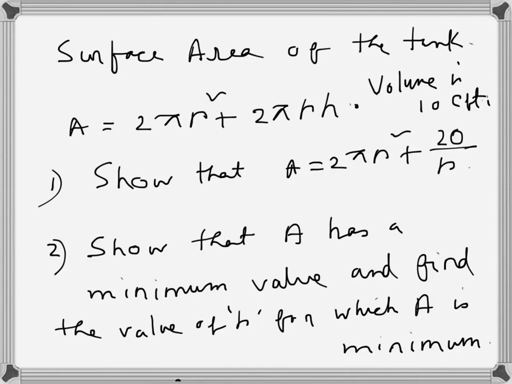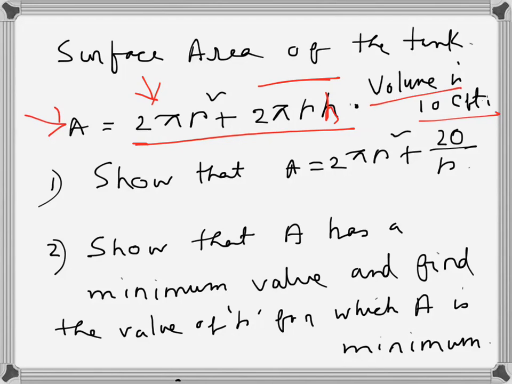We have a cylindrical tank. The volume of the tank is given as 10 CFT, and the surface area A is including the top and bottom surface. So surface area is given by this expression, where r is the radius of the base and h is the height, and this one is of course the area of two surfaces, so pi r square plus pi r square, and this one is the area of the side, the cylindrical surface, 2 pi r h.